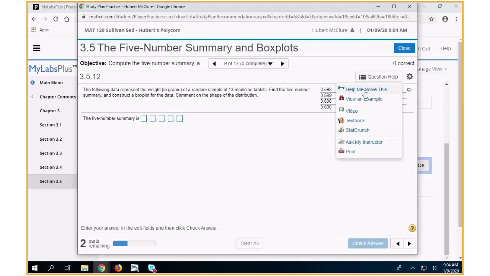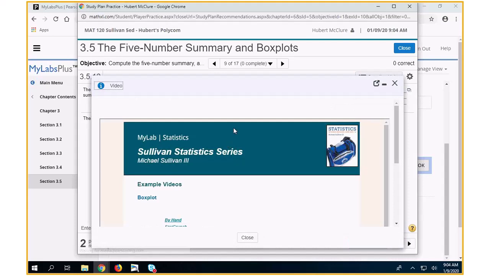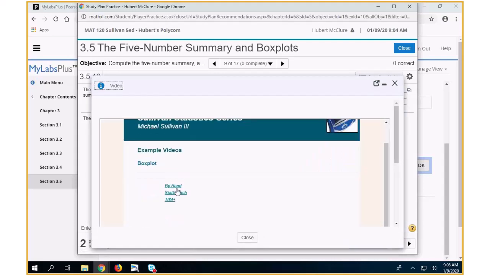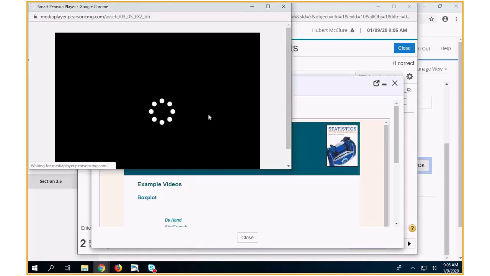Video. That's self-explanatory. What do you think video is? It's a video by the publisher. And it shows you, and this is real neat, because it'll show you how to do it by hand, by StatCrunch, which is like Excel, except it's made by another company, and how to do it on the calculator. So I like that. That's a good thing. But I'm just gonna go in and show you right quick by hand. There we go.